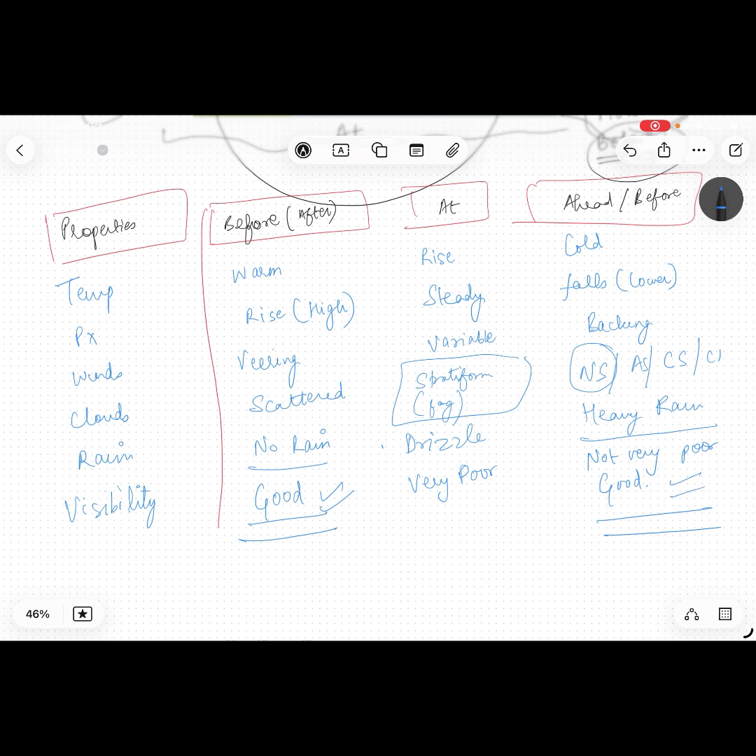The visibility has gone down. Poor visibility definitely. I'll say poor only, poor visibility. And here it's only very poor. Okay, I'll put poor here and very poor here. So I was correct. Yeah, very poor here and poor here. Why? Because there is fog here and there is rain here. So there's a difference in the visibility.